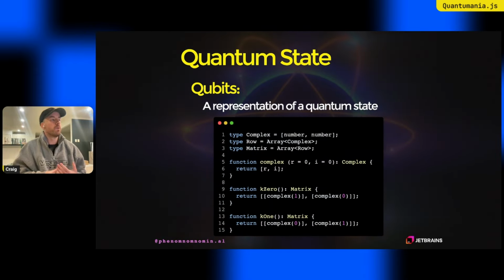Here we have a kind of more complete representation that we're talking about. So we have a function that takes a complex, a real and imaginary number, returns an array with the 2 values in it, and we have the ability to make a k0 and a k1. So that's a ket that is definitely in a 0 state, or a ket that is definitely in the 1 state. We can think of either of those kets as a part of a complex qubit.